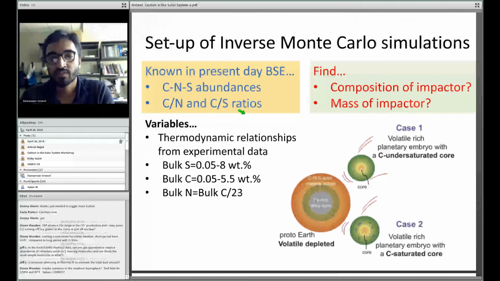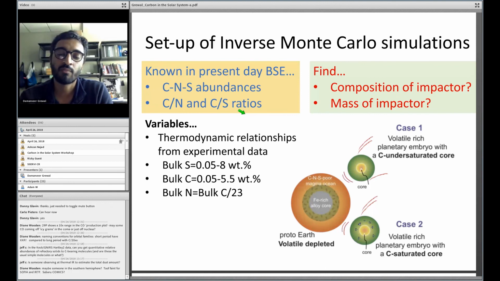So we have a volatile-depleted proto-Earth. We want to test the scenarios of accretion of these differentiated bodies at a much later stage. The two scenarios could be that the core of this body could have been sulfur poor. If the core of this body was sulfur poor, then the carbon solubility in the metal would have been very high. And the other scenario would have been that the core of this body was sulfur rich. If the core of this body was sulfur rich, then the carbon solubility in the alloy would have been very low.